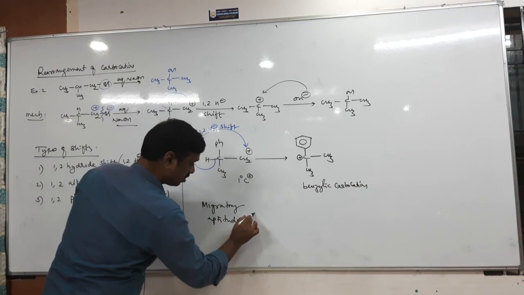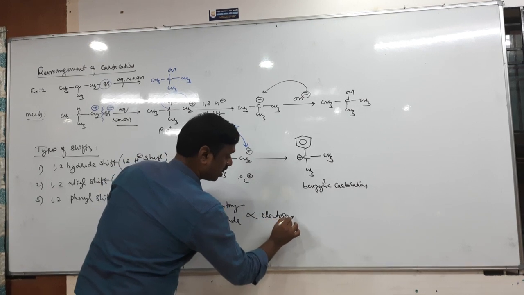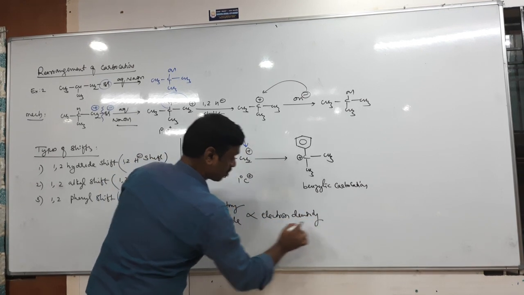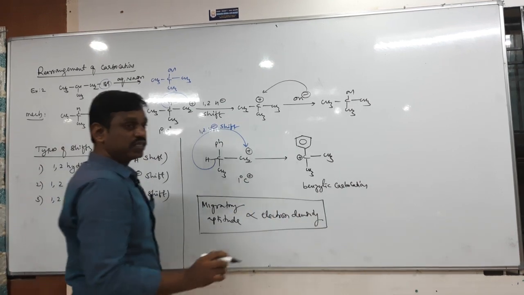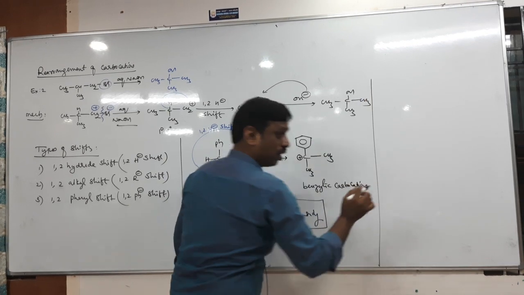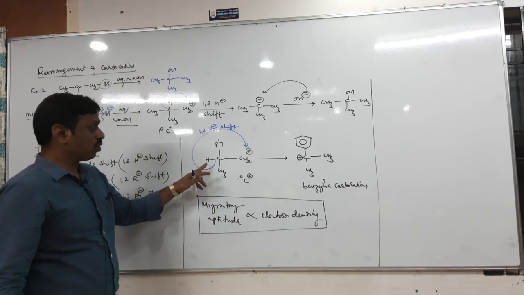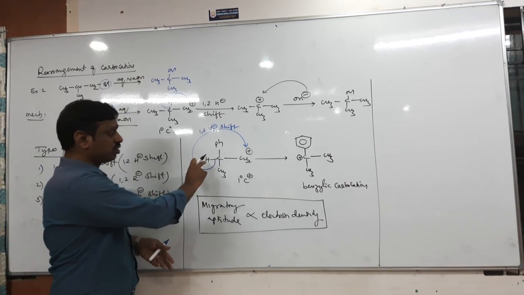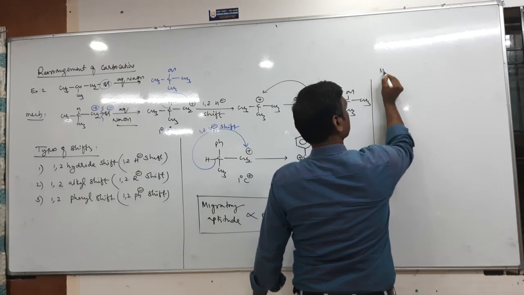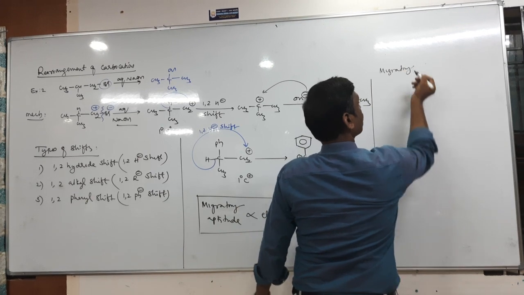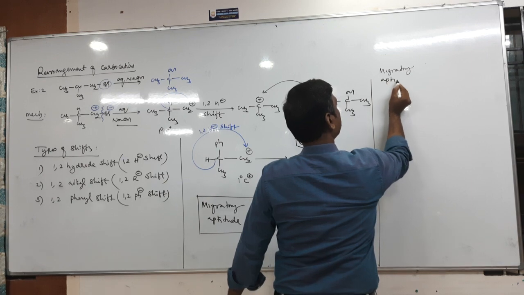Migratory aptitude is directly proportional to electron density. Migratory aptitude is directly proportional to electron density. Okay, can you tell me, except hydrogen? Even though hydrogen has only 2 electrons, in H minus, 2 electrons, hydrogen's migratory aptitude is highest. Why? Because of small size.